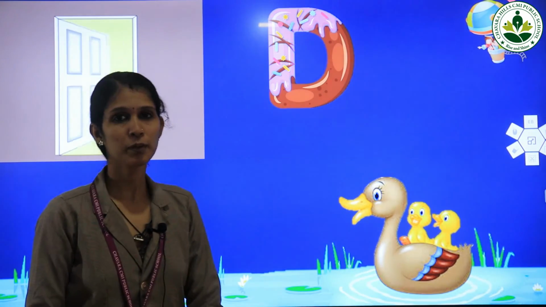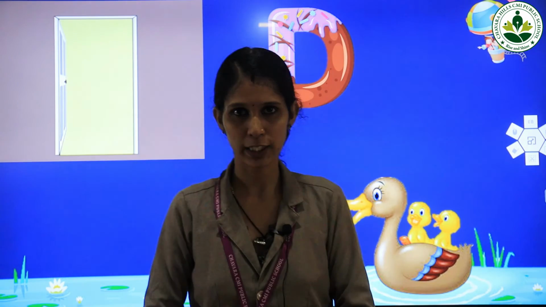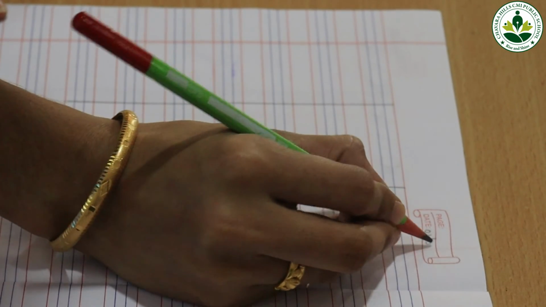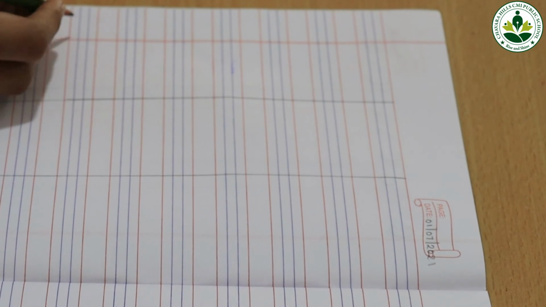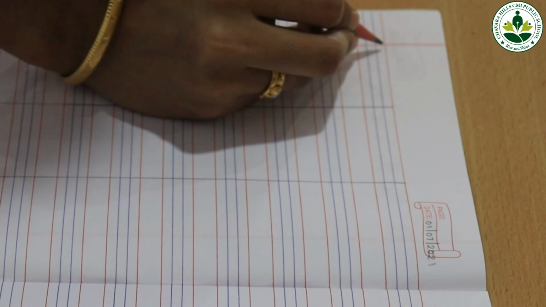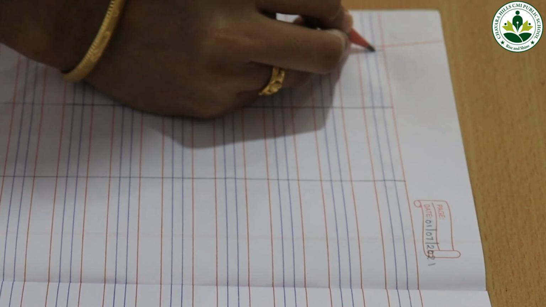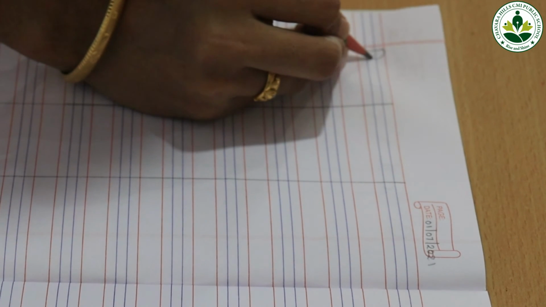Okay. Now it's time to trace capital letter D and small letter d in your notebook. So all of you take your notebook and pencil. Let's write capital letter D and small letter d. Let's put the date first. Okay, now we are going to write capital letter D and small letter d here. First capital letter D, it starts from the red line and the standing line touches the second blue line. Then draw a big curve.